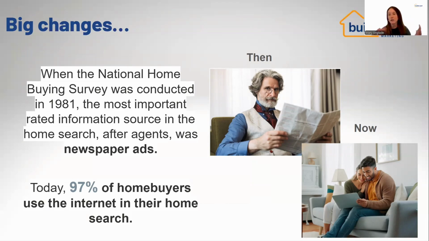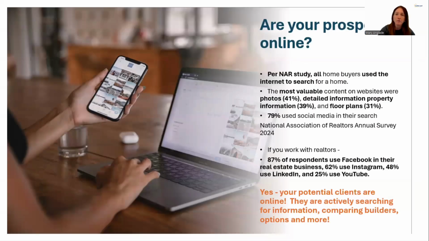So again, we're not just talking about building a home, but we're talking about buying a home. So building or maybe buying a pre-existing or an existing home. Today, people are looking online, and I'll share some data on that. All home buyers are using the internet. We'll look at even older age groups. They're looking at photos, they're looking at detailed property information, layouts.